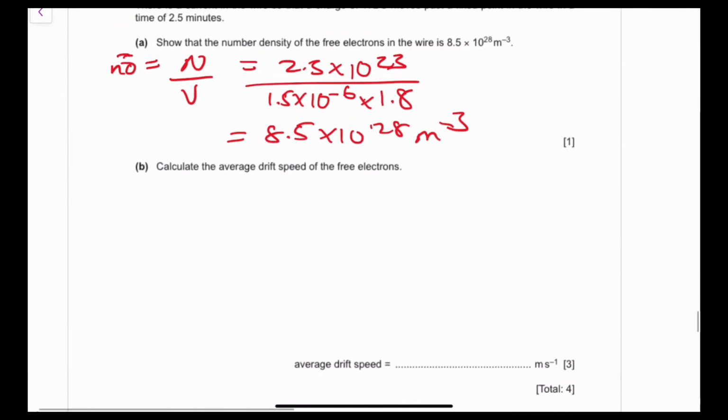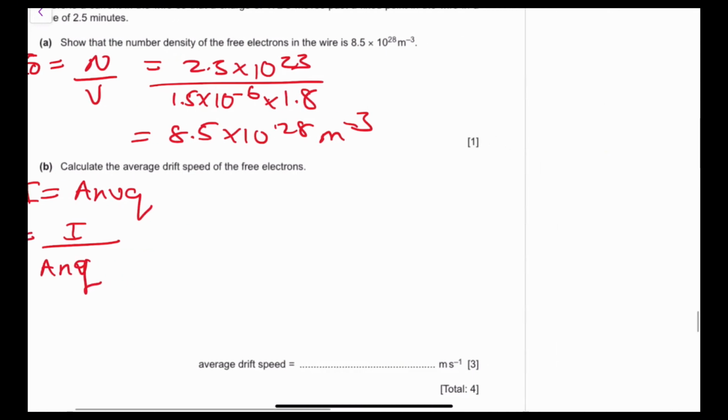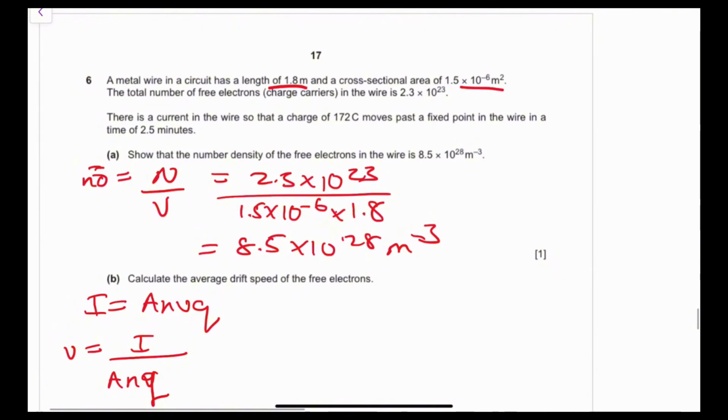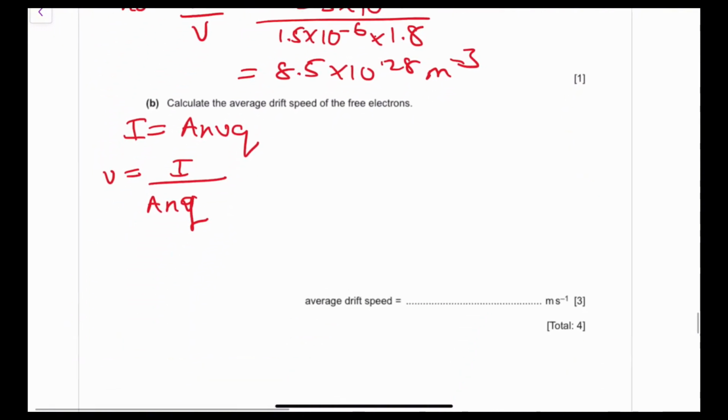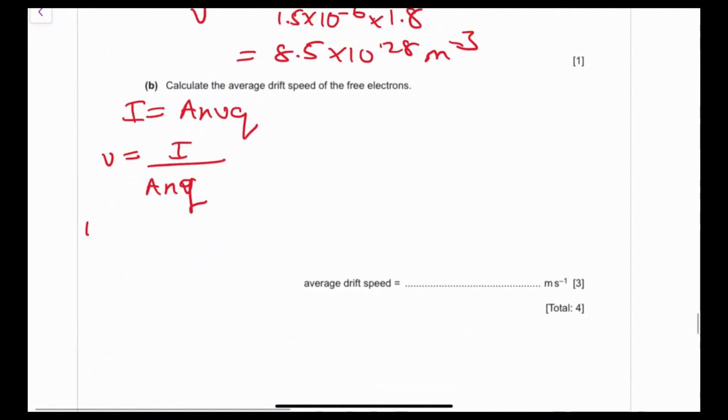So we know that I is equal to ANVQ, right? You can look back at your data formula booklet if you've forgotten this equation, but basically we just want to find the value of V. So V will be I over ANQ, okay? So what is my value of I? My I is basically my current, right? But current is actually charge per unit time, right?